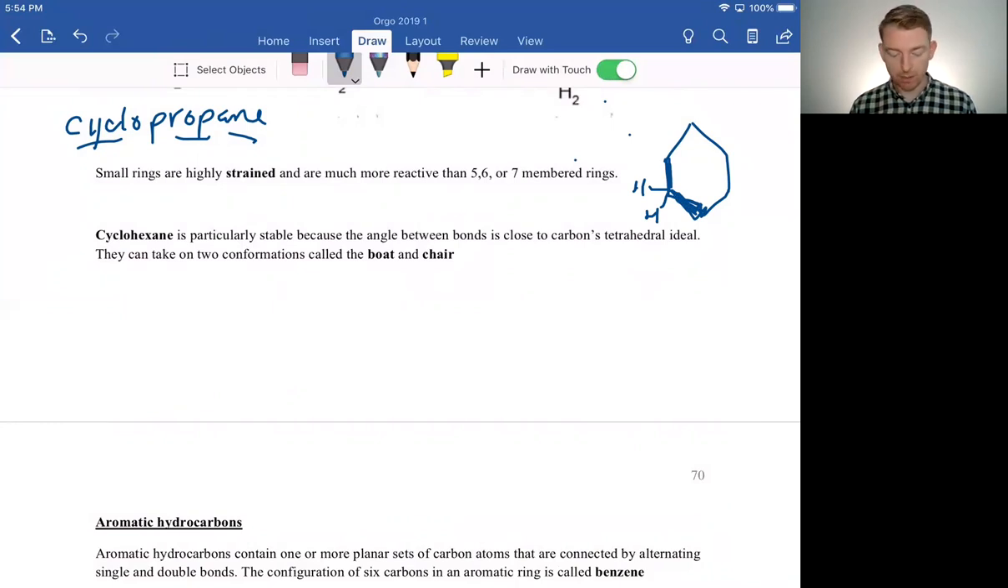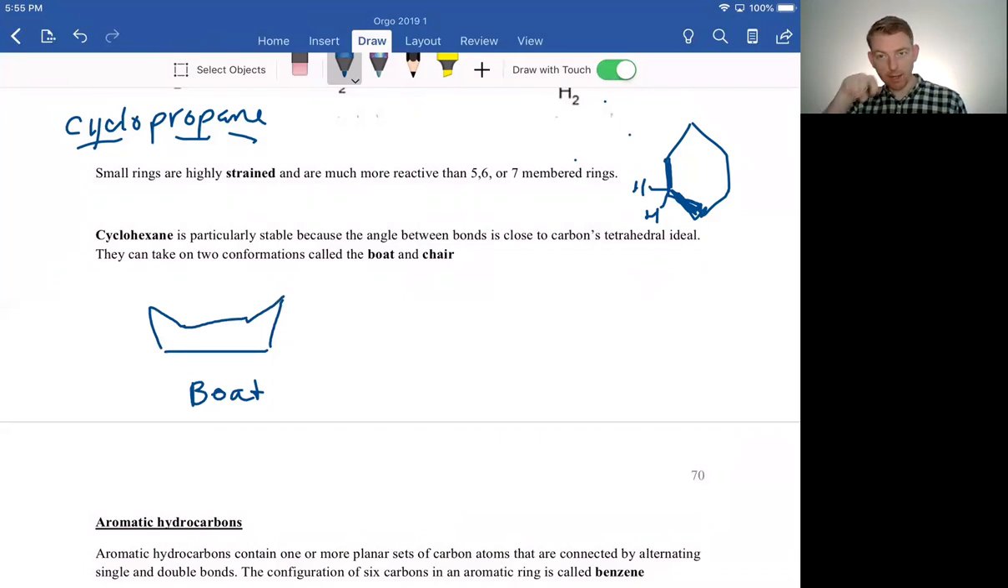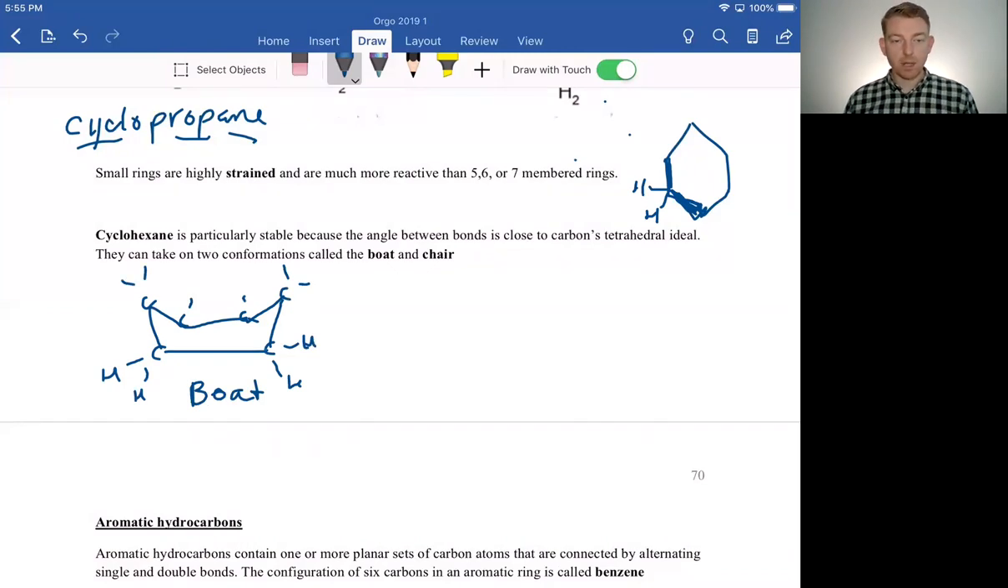One is called the boat. So we'll try that one first. So a boat is where two of the peaks would be on the same side. And if we draw it looking at it kind of from the side, it would look like a boat, okay? So this is still our 1, 2, 3, 4, 5, 6 carbons. They're just arranged in such a way, and we can draw the hydrogens so you can imagine where those are sitting, coming off of all of these as well, okay? And it looks a lot like a boat.